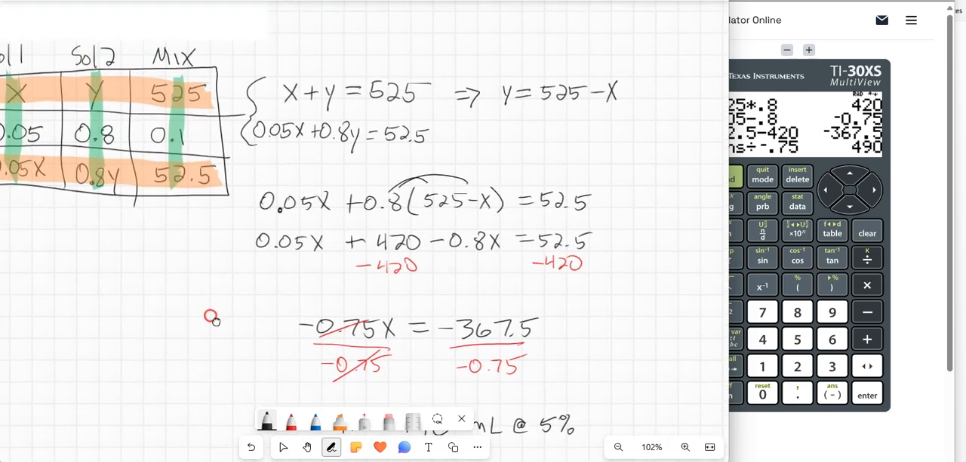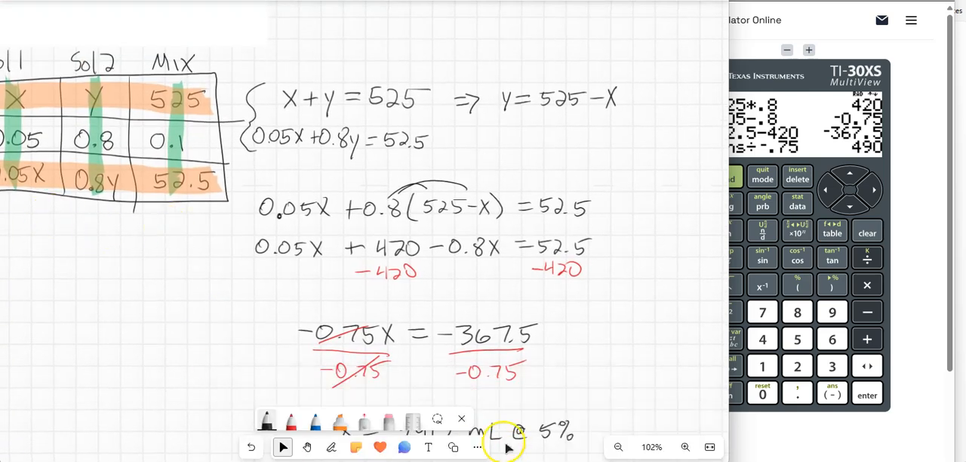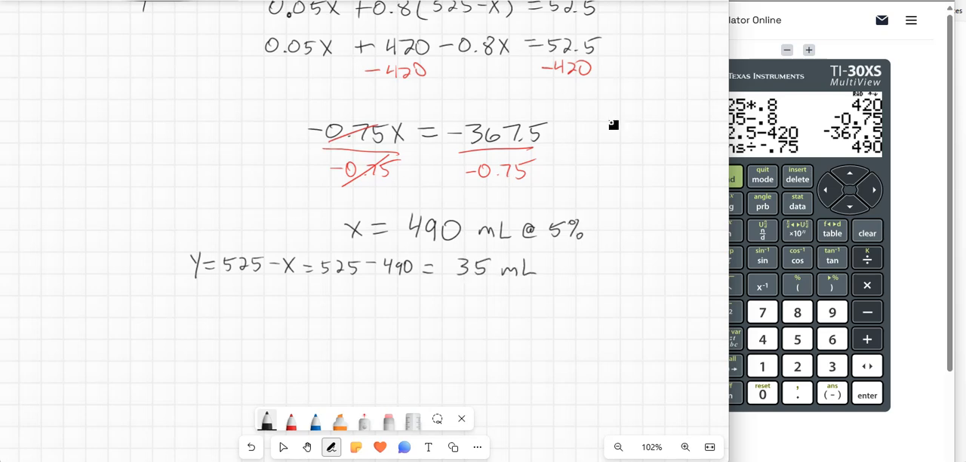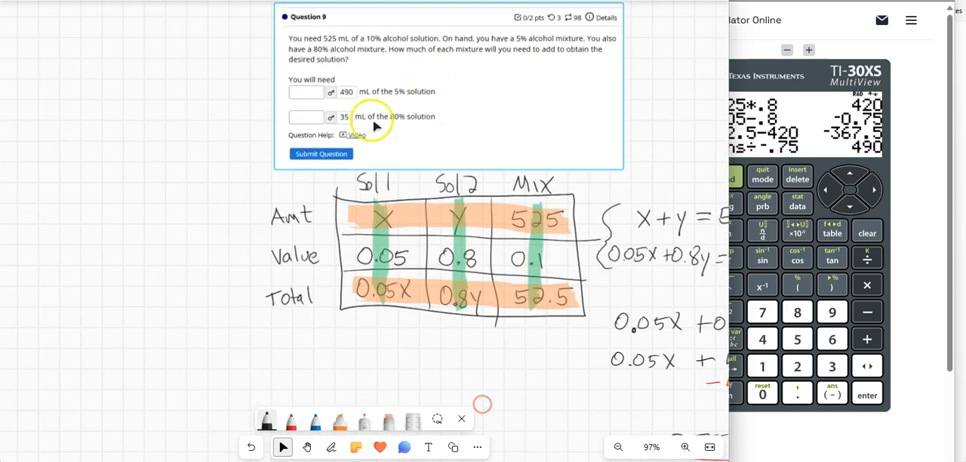Now we also have, back to this equation, what y equals, 525 minus x. So we can work out y equals 525 minus x, and that's 525 minus 490, which is 35, and that'll be how many milliliters at the other strength, the 80%. And here we have our answers in a story form, which is what we're after, 490 and 35.